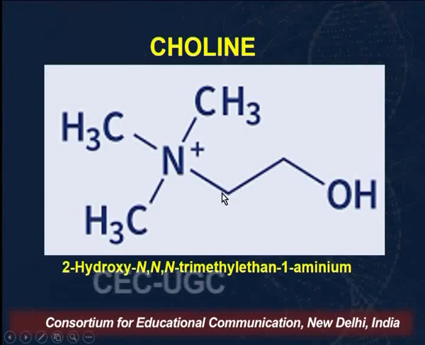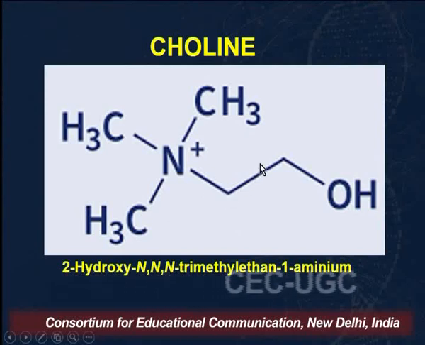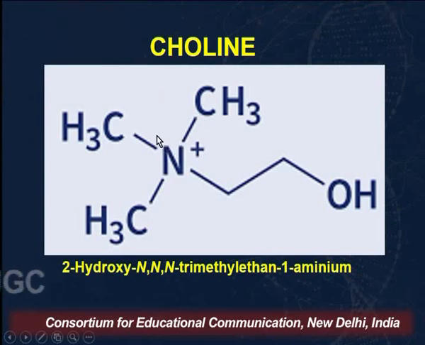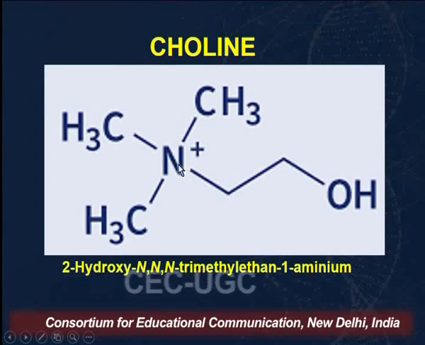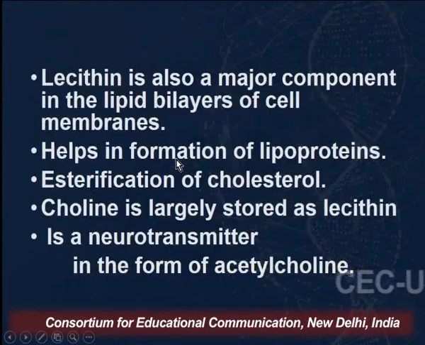The IUPAC name of this compound is 2-hydroxy-N,N,N-trimethylethane-1-aminium. That is, we start numbering from here, 1, 2. So it is 2-hydroxy, and 3 methyl groups are attached to nitrogen, so we call it trimethyl, and 1-aminium is where we have the positive charge.